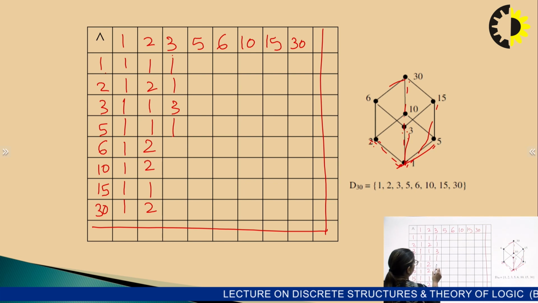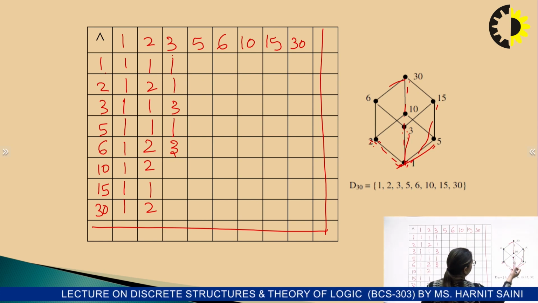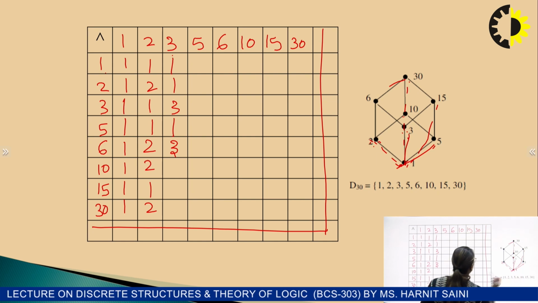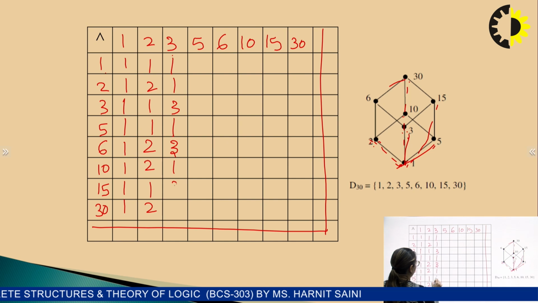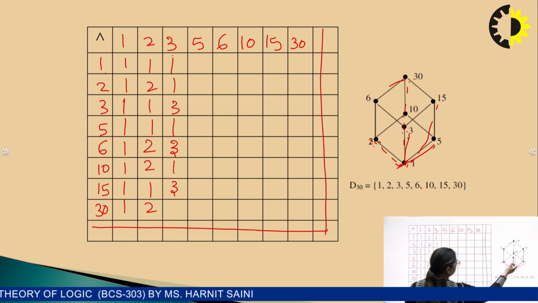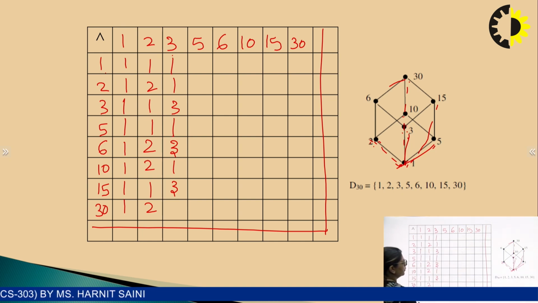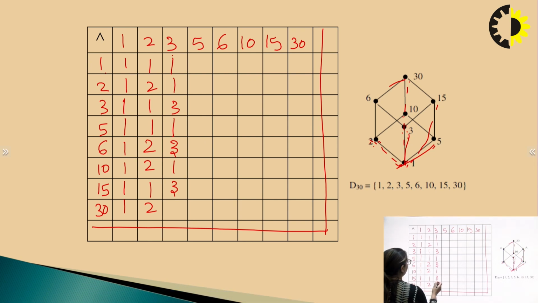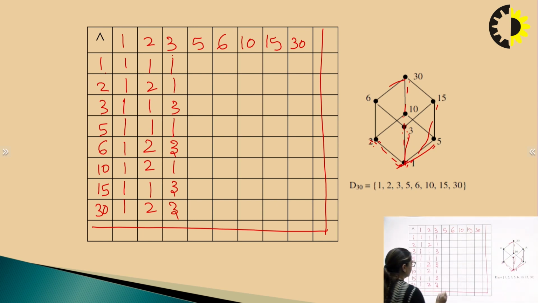6 and 3, there is a path, so the lower element. 3 and 10, they are intersecting at 1. And 3 and 15, so 3 will be there. 3 and 15, the nearest one will be 3, right? Then 30 and 3 will be 3 only, right?